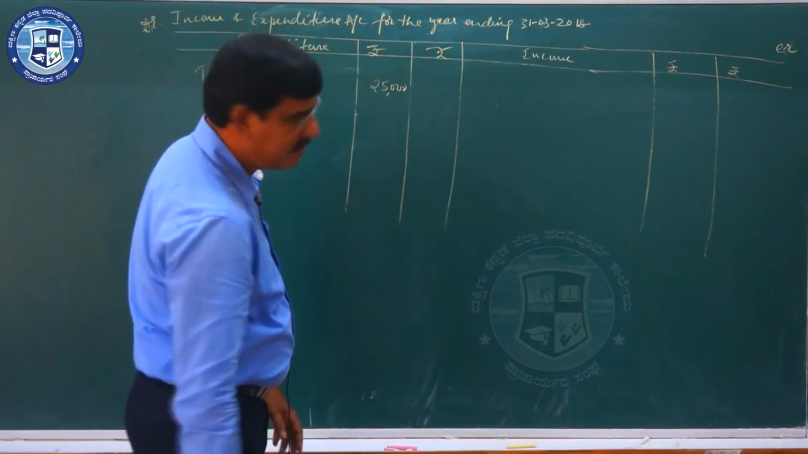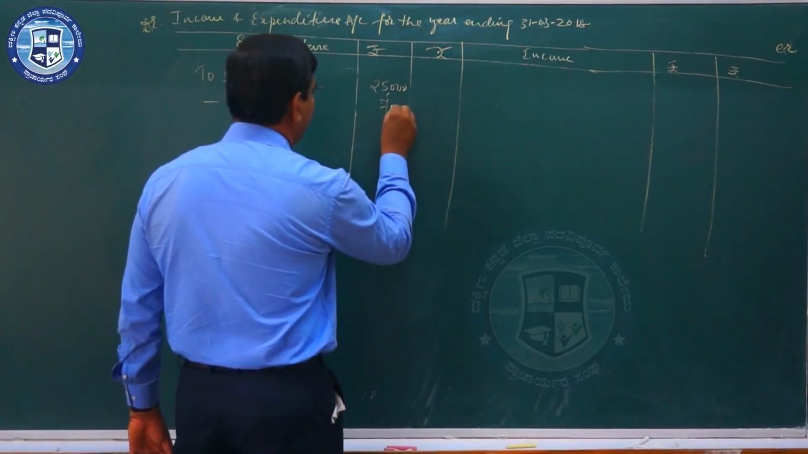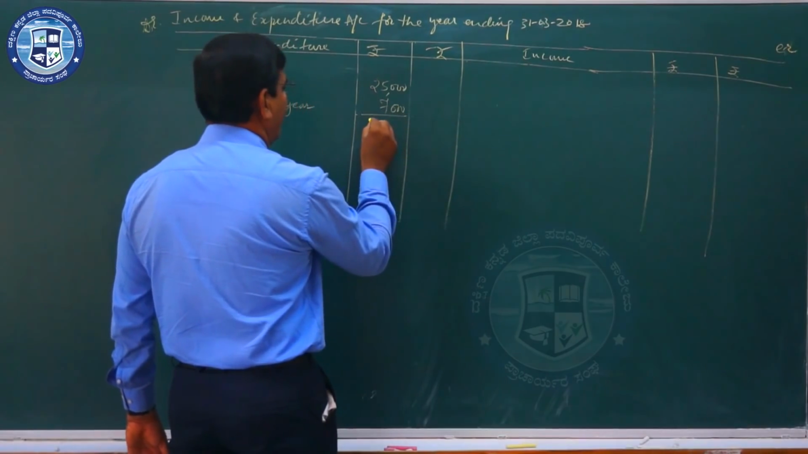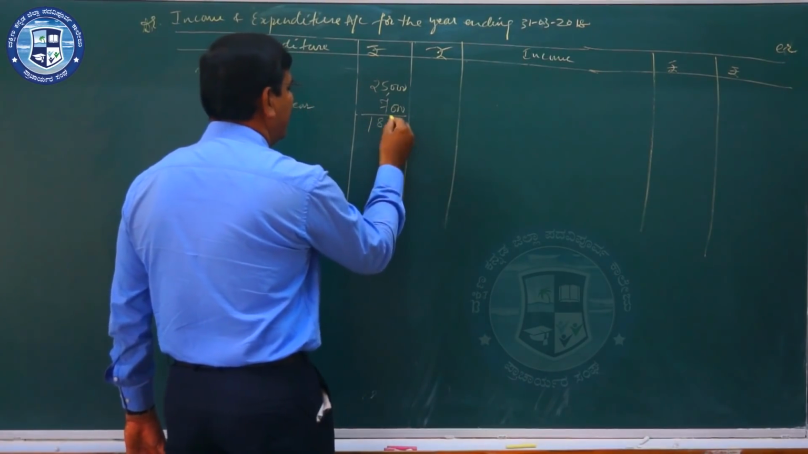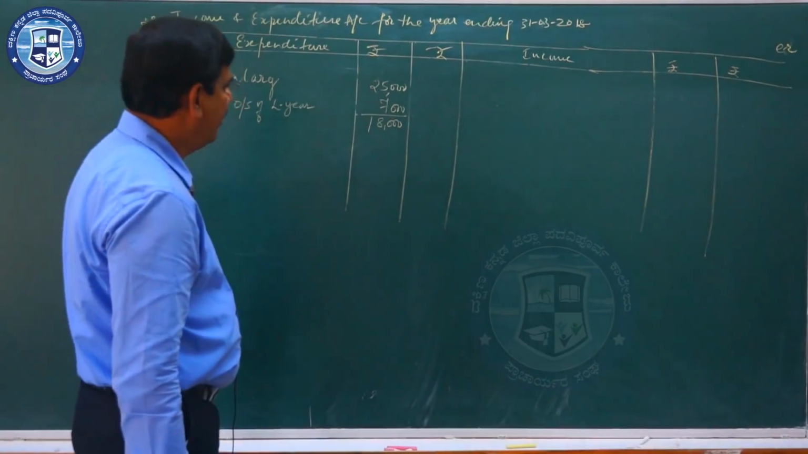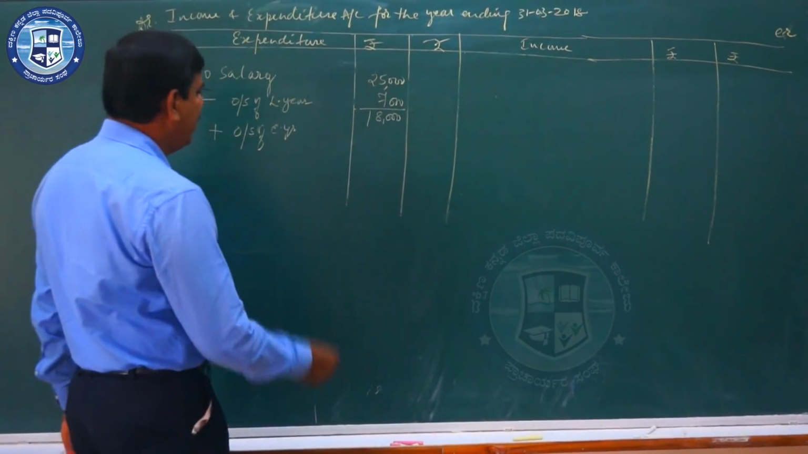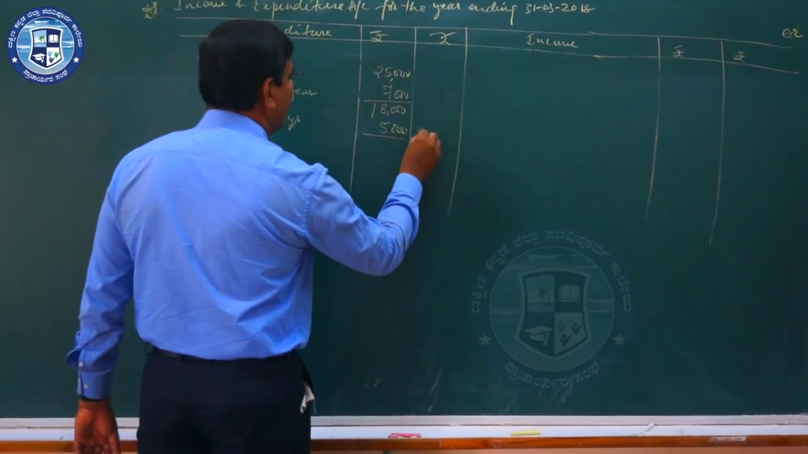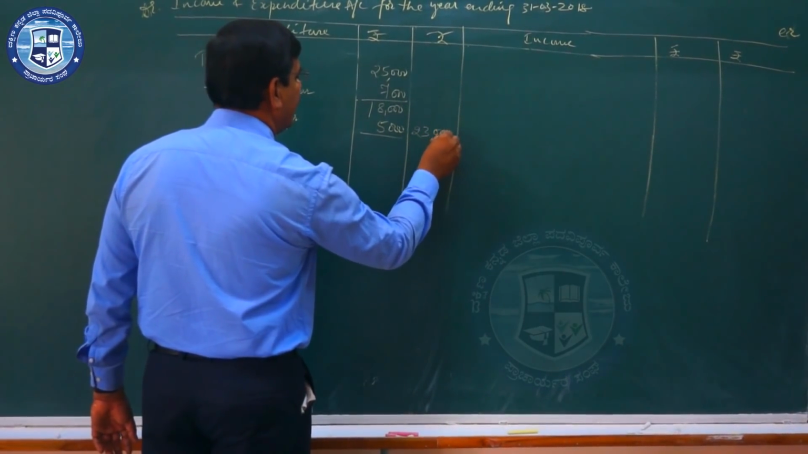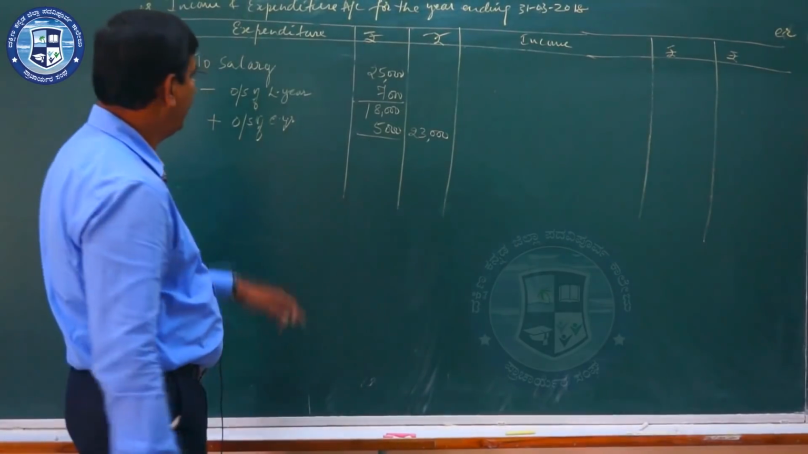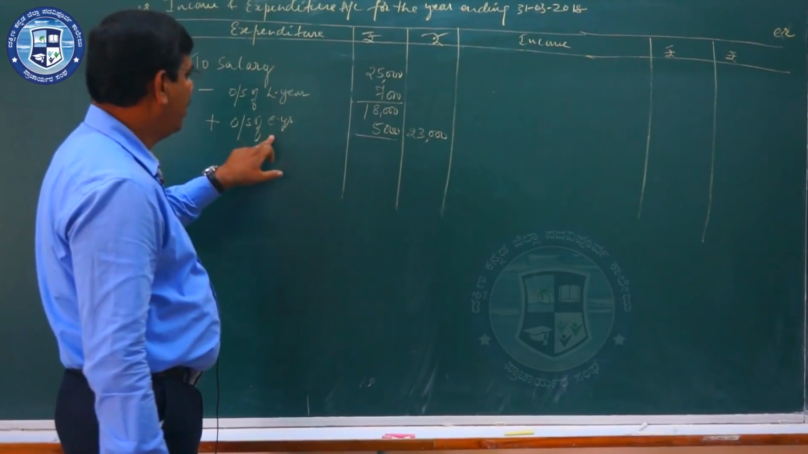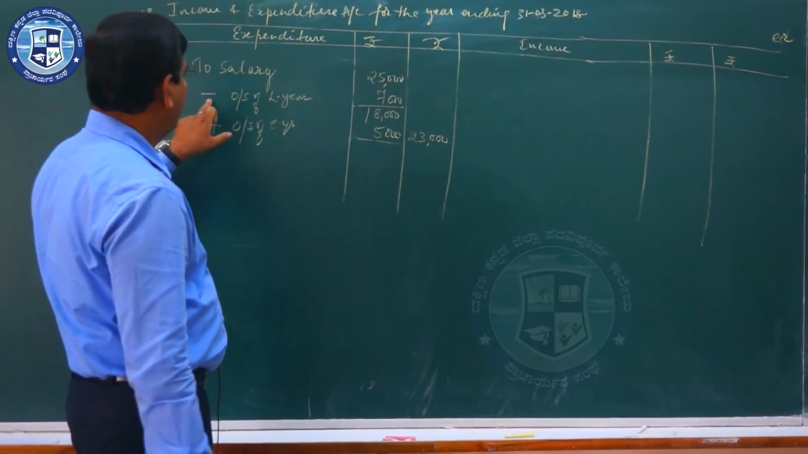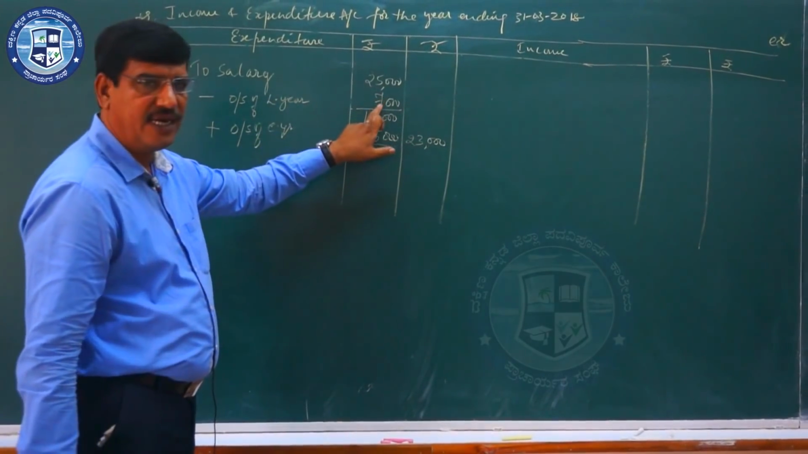So you have to deduct that amount from the salary. The amount is 7,000. So it will come to around 18,000 rupees. Then the outstanding salary is rupees 5,000. It has to be added and the total will come to 23,000. So for salary, current year's outstanding is added, last year's outstanding is deducted.